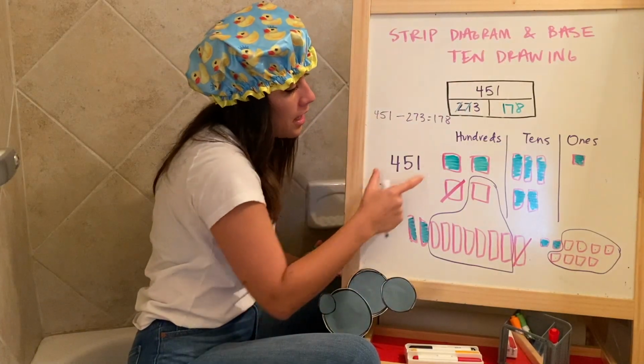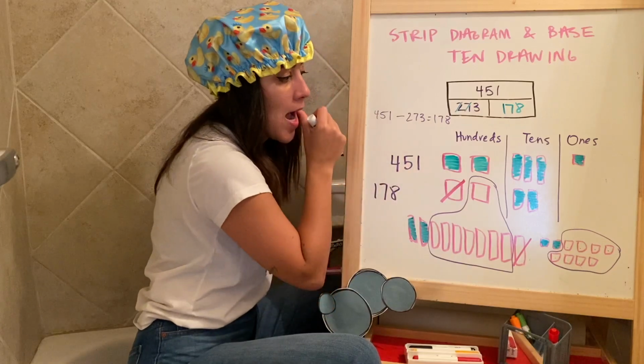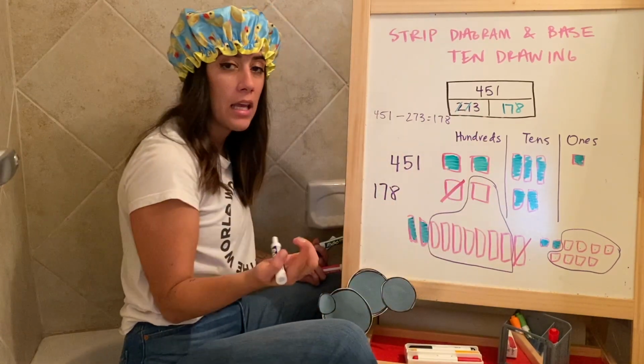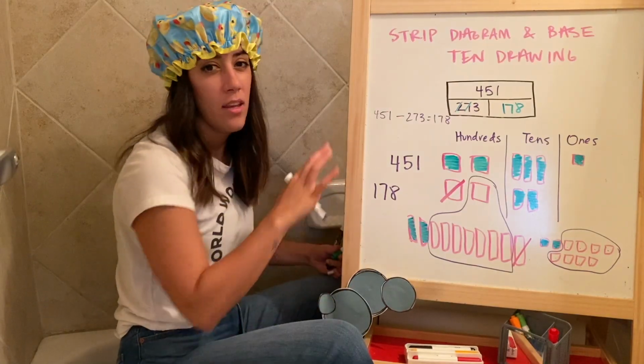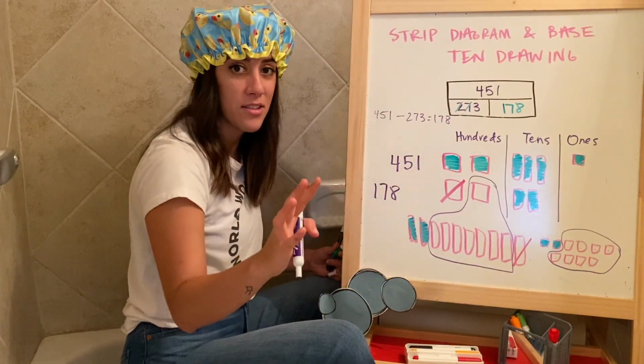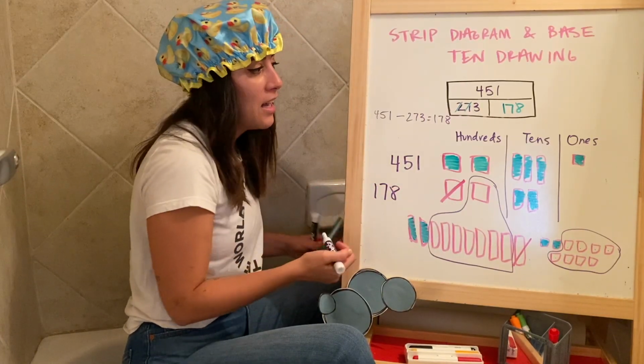Base 10 drawing, I drew out my biggest number, right? And then I shaded in what we needed to take away, and I added up the remaining pieces. This was a bit confusing. If it was a bit confusing, that's okay. I'll show you different strategies. If this makes sense to you, use it.